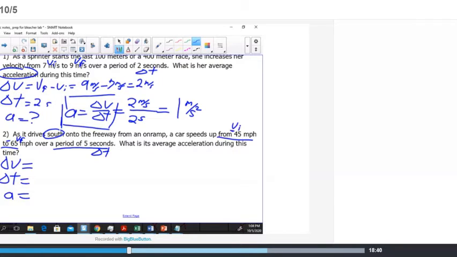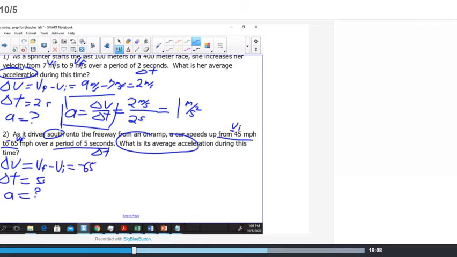So let's figure out what we want to do. Again, it's asking us what our acceleration is, so I want to put a question mark next to acceleration. We've got 5 seconds for our delta T. What's our delta V? Well, it doesn't tell us how much the speed changed. It tells us what we started at and what we ended at, so we've got to calculate the speed change. How do we calculate it? VF minus VI.